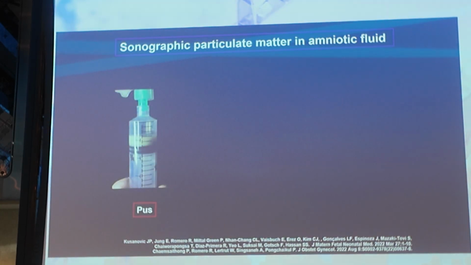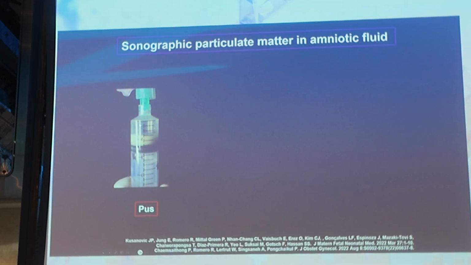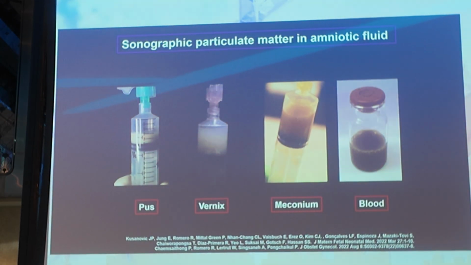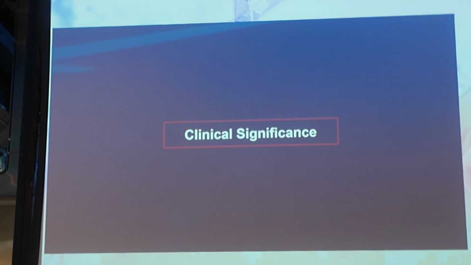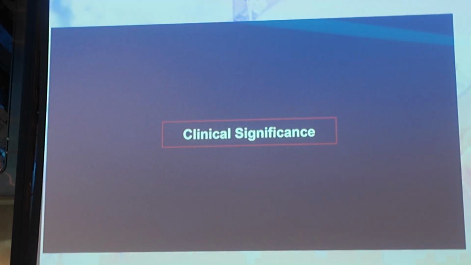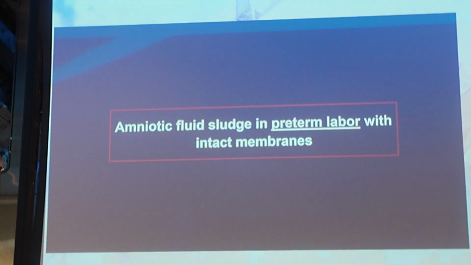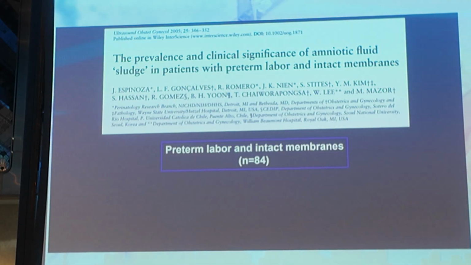Particulate matter in amniotic fluid can be due to pus, vernix, meconium, or blood. This is a contribution up here. Now let me tell you, the first time we observed this floating material in the amniotic cavity was in patients with preterm labor. So our first paper was this one.